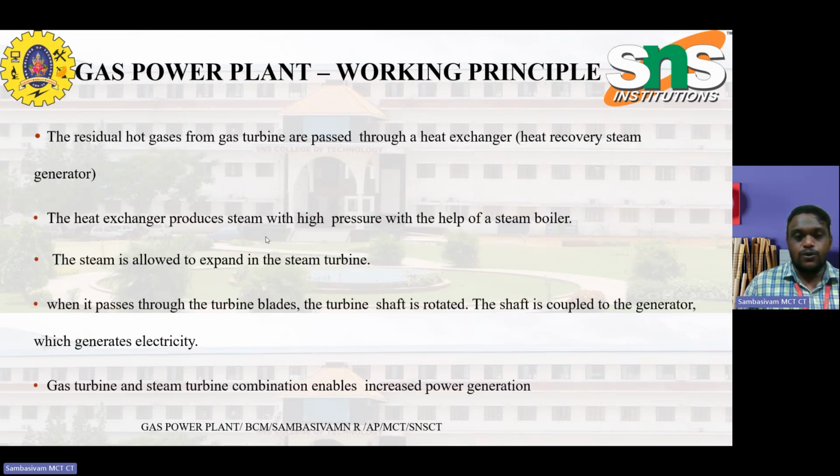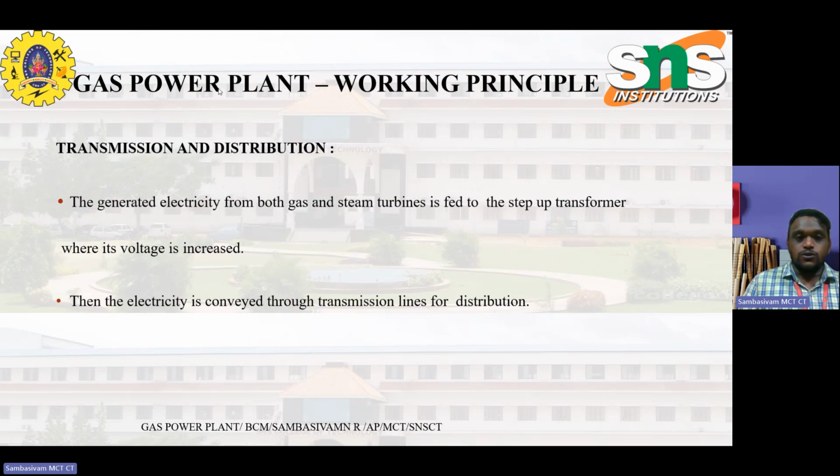The residual hot gases from the turbine are passed through a heat exchanger, that is, the heat recovery steam generator. The heat exchanger produces steam at high pressure with the help of steam boilers. Then the steam is allowed to expand in the steam turbine. When it passes through the turbine blades, the turbine shaft is rotated. The shaft is coupled to the generator, which generates electricity. Combining the gas turbine and steam turbine enables increased power production. For transmission and distribution, the electricity generated from both gas and steam is fed to a step-up transformer. The voltage is increased, and the electricity is conveyed through transmission lines for distribution.